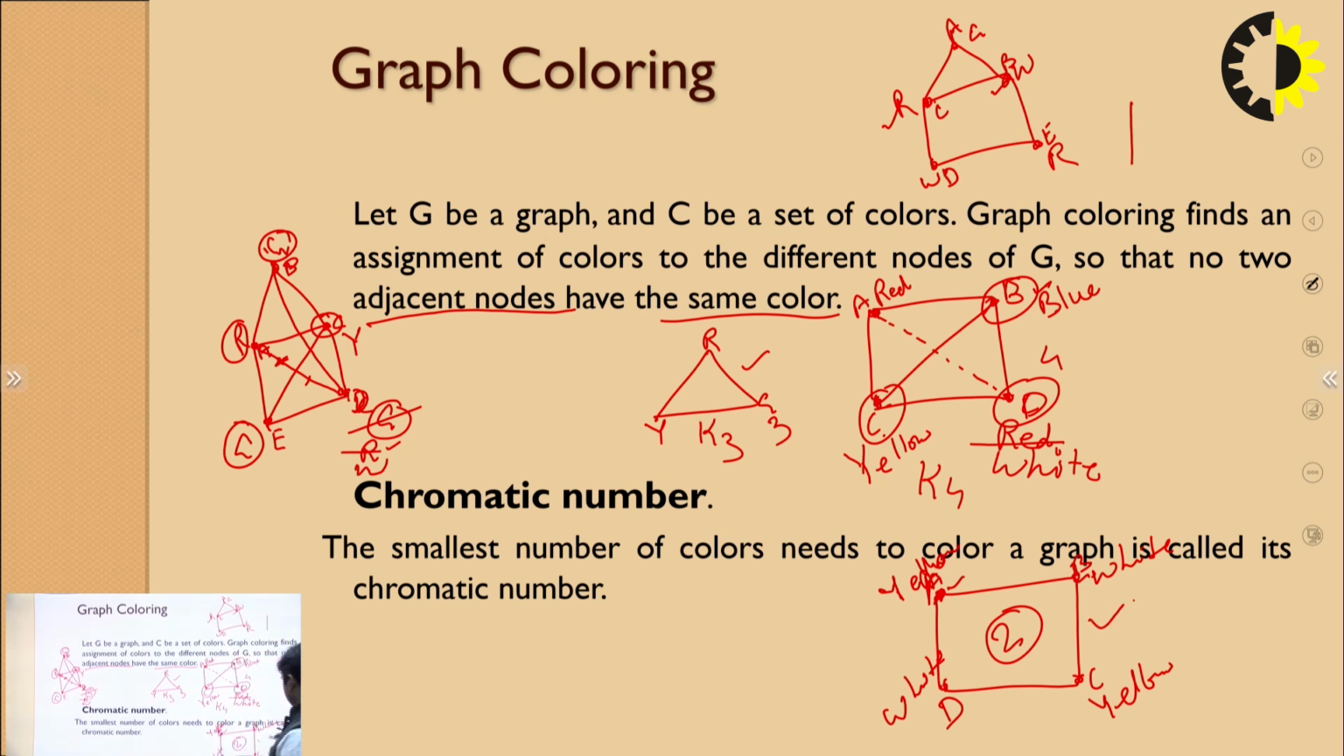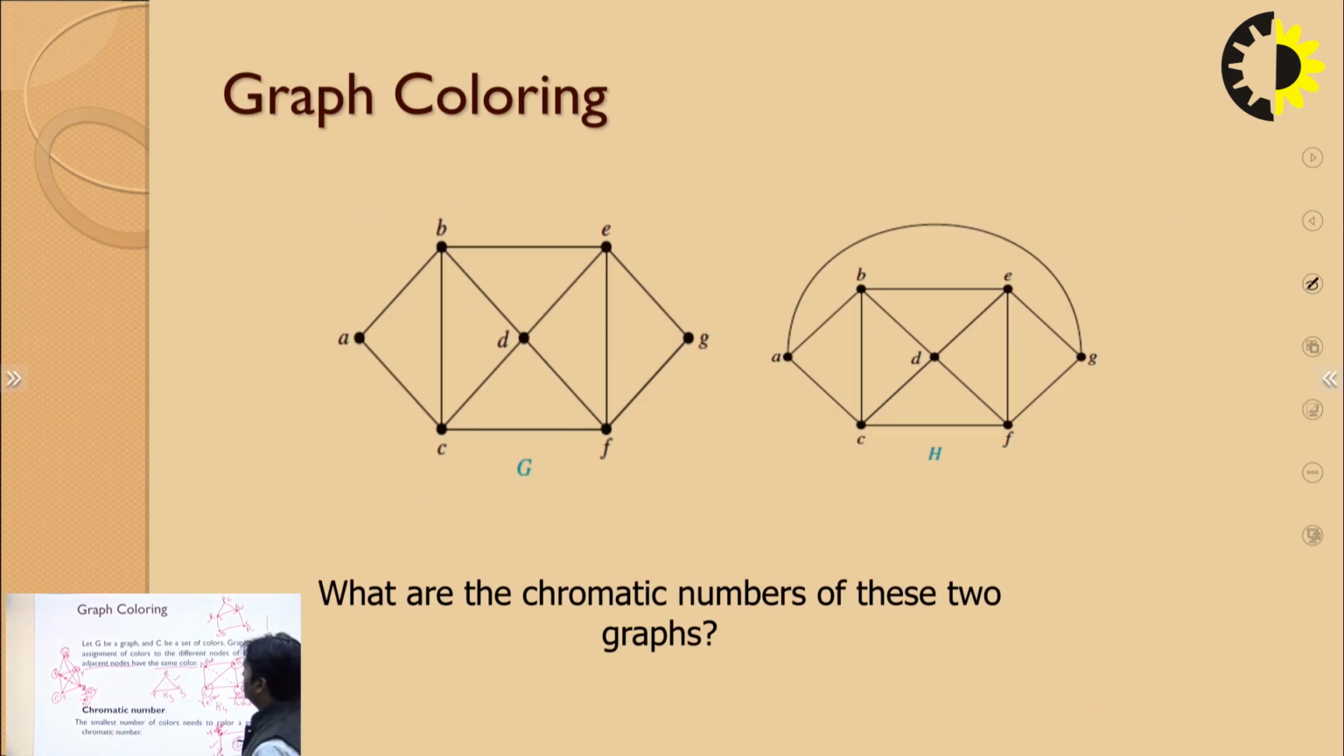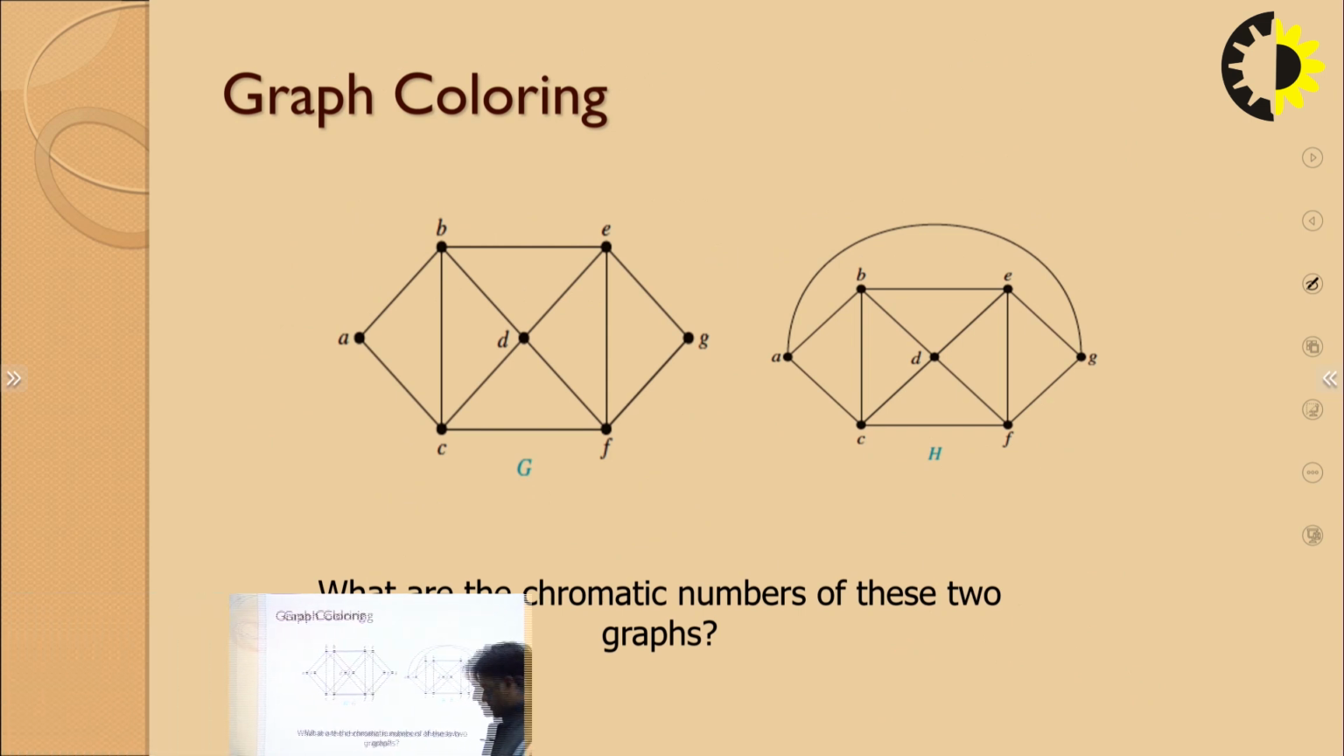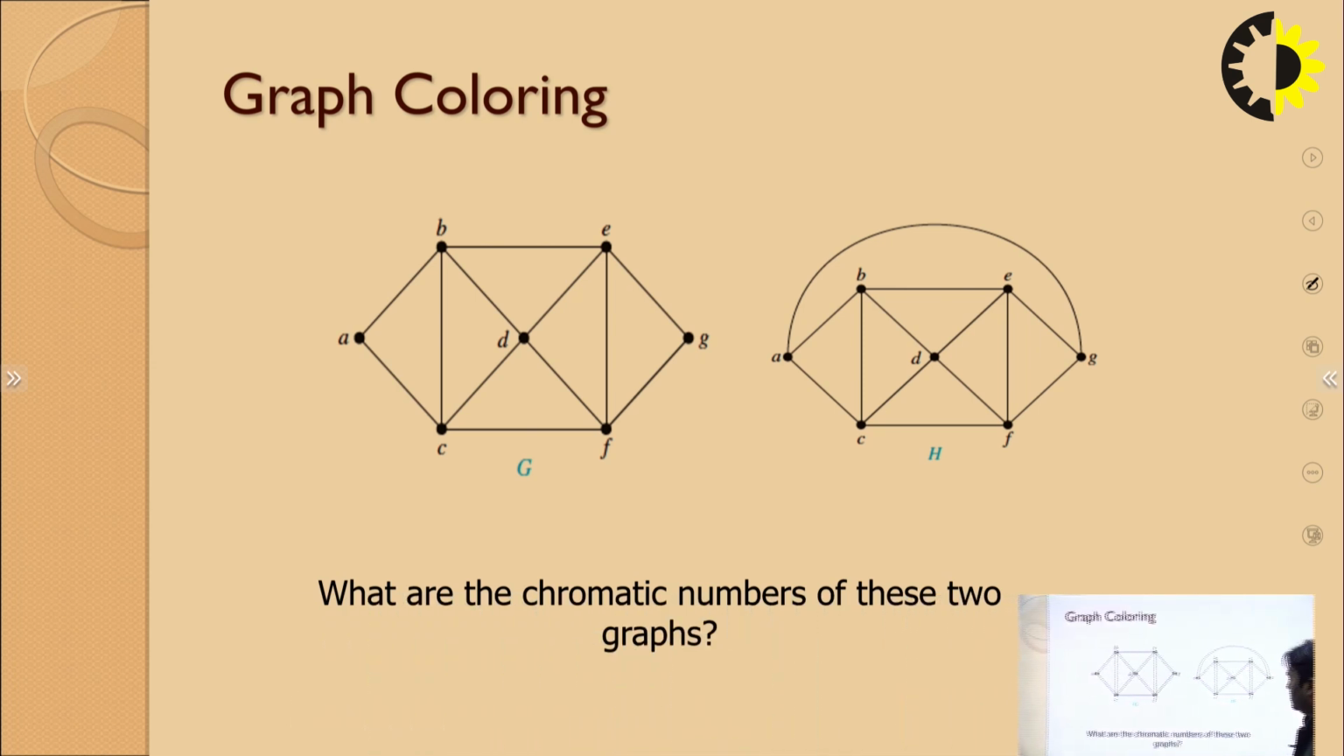As we see here, this graph is colored with 2 colors. This graph is colored with 2 colors. Then the graph will be bipartite. We take another example. What is the chromatic number of these 2 graphs? Here are the 2 questions in which we find out the chromatic number of the graph.